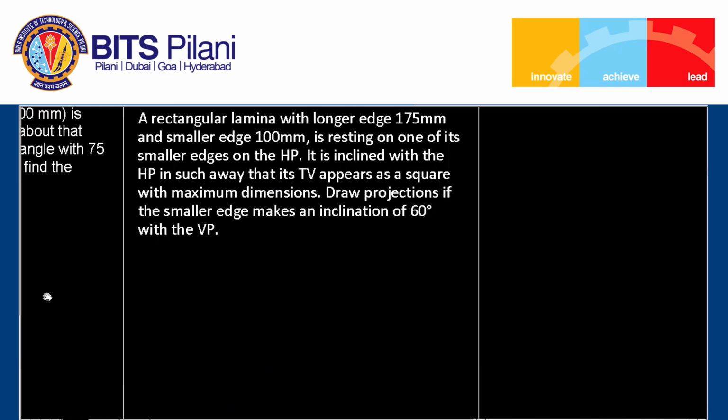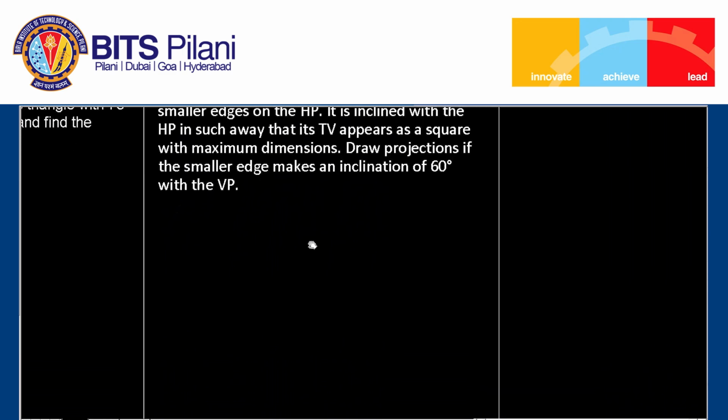So, while solving this problem, we will again follow a number of steps. First step, we will assume the plane is parallel to one of the reference planes. So, here it is inclined with the horizontal plane, so we will assume the surface of the plane is parallel to horizontal plane. In top view we can see the true shape of the plane, and front view will be a line view. Then, in front view, top view appears as a square with maximum dimension, that we will draw. So, first quadrant we will consider again.